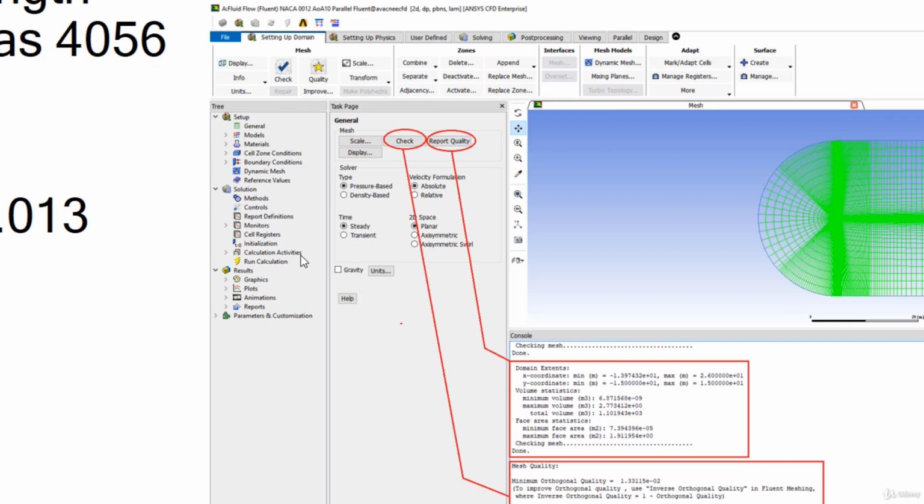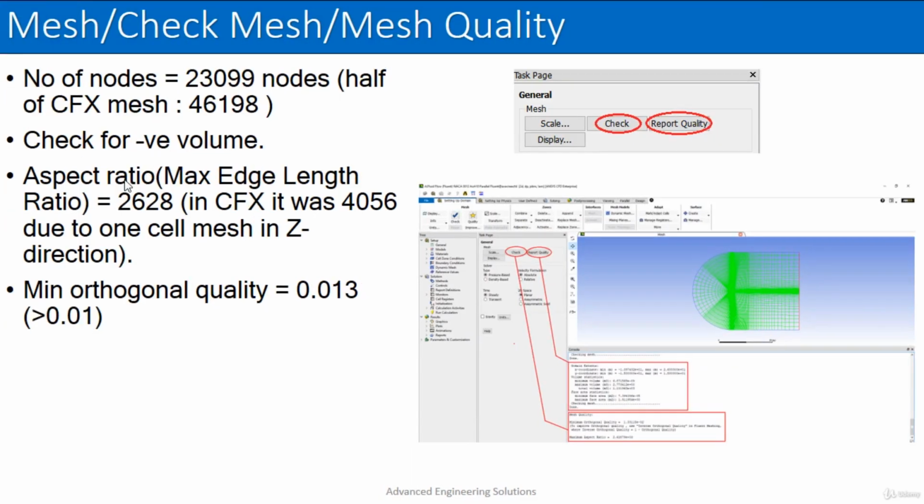than 0.01. So as you can see here, the aspect ratio, or what we call edge length ratio in the CFX, is 2628, and in the CFX it is 4056 because we extrude the cell in one direction and it's a very long length. That's why it is making the aspect ratio higher in the CFX. We'll discuss the CFX in workshop number 5. And the minimum orthogonal quality is 0.01 and it should be greater than 0.01. So we are okay with everything here.